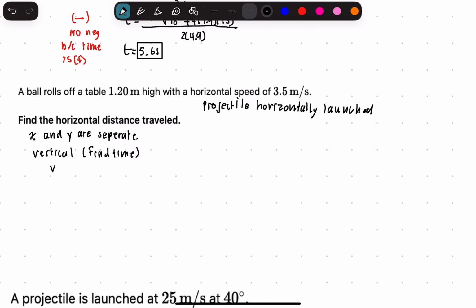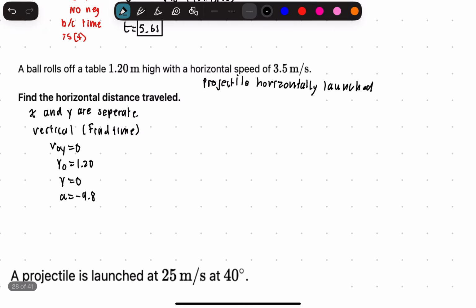So we know that v initial y is going to equal 0, y initial is going to equal 1.20, y is going to equal 0, a is going to equal negative 9.8, right? So now we can plug this in. We have 0 is equal to 1.20 minus 4.9 t squared. And then we have t is equal to 0.49 seconds, solving for t.